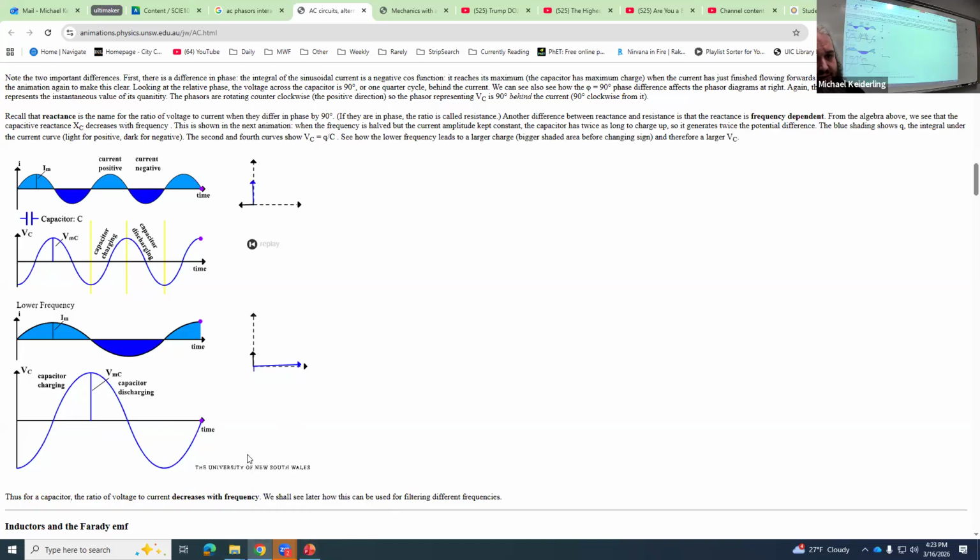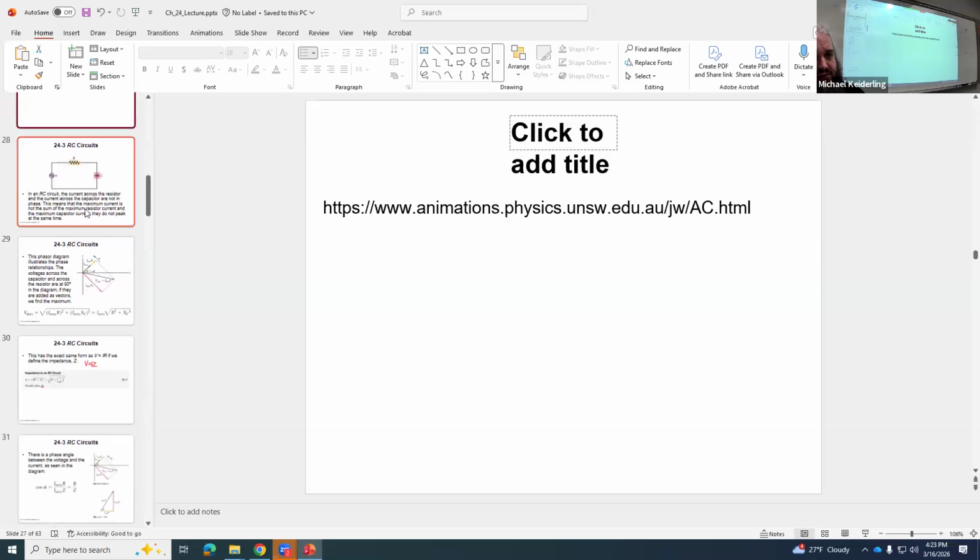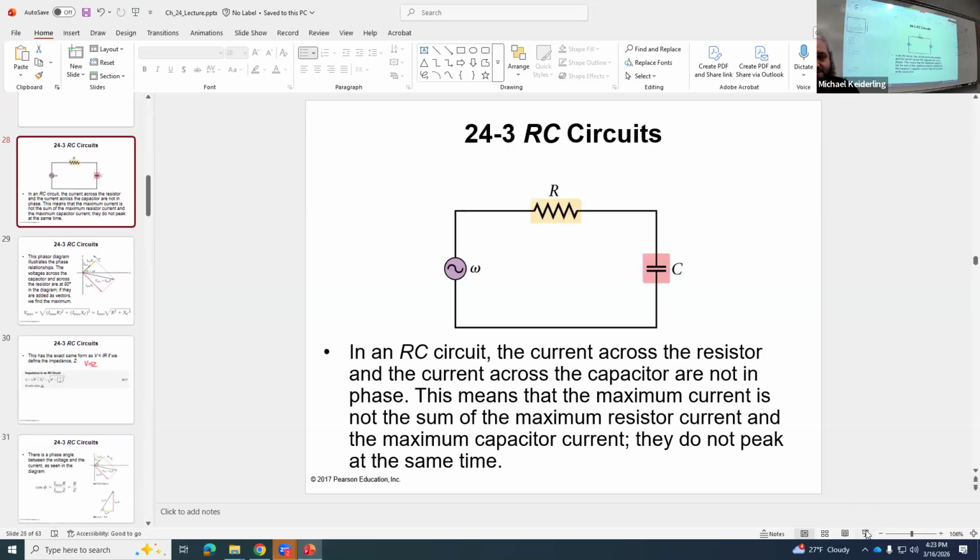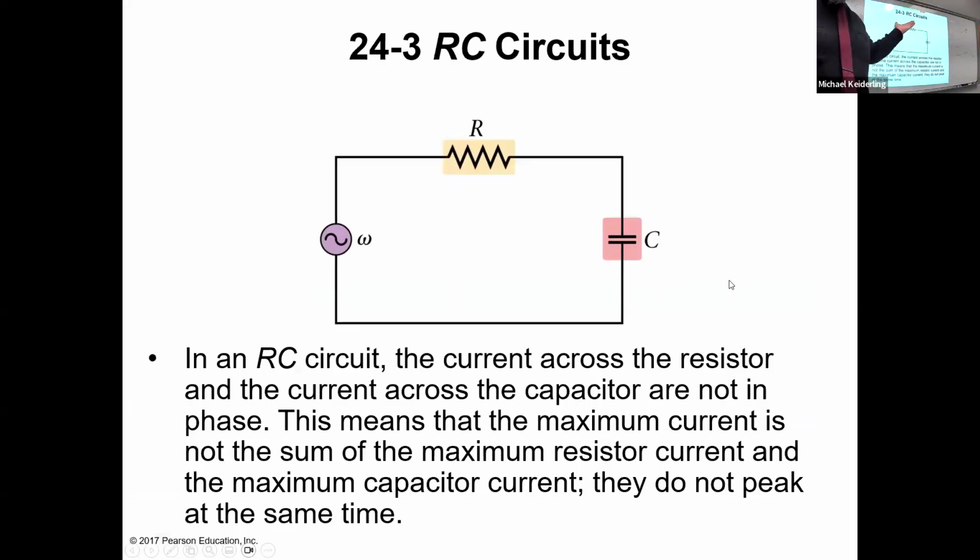So that's what I wanted to show you right now for just capacitors. And then we'll move on to RC circuits. So you can have a circuit with both a resistor and a capacitor in it. This gets a little more complicated. It's possible to think of these as complex numbers. Then this is like negative i times 1 over omega C. Resistance is just resistance.